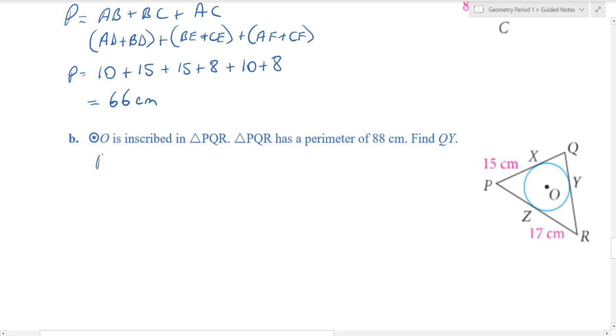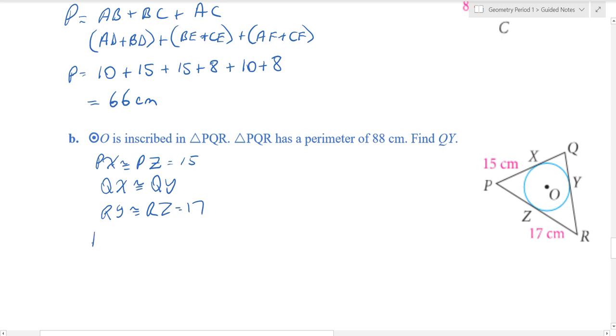So let's take a look. PX is congruent to PZ, and that equals 15. Then QX is congruent to QY. We don't know what either of those two happen to be. And then we have RY is congruent to RZ, and that equals 17, 17 right there.